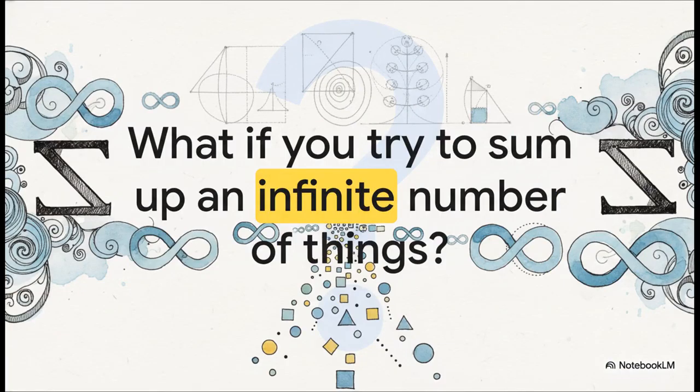So we figured out how to add a set number of things, whether it's 4 terms or 100 or 1,000,000. But that begs a pretty wild question. What if that number on top of the sigma wasn't a number at all? What if it was infinity? What happens when you try to add up an infinite number of things? Just think about that for a second, because that's the doorway to calculus.